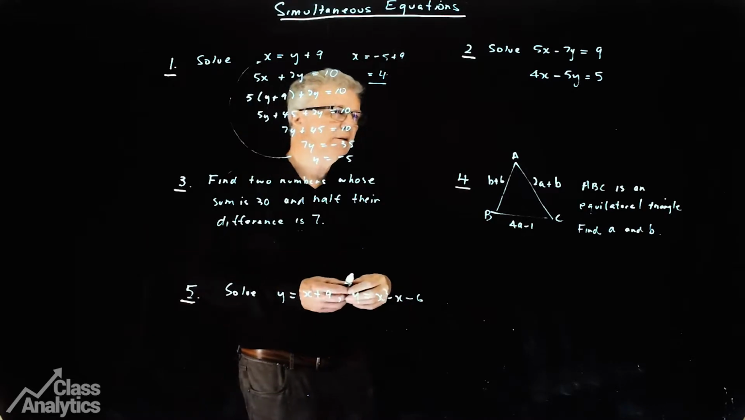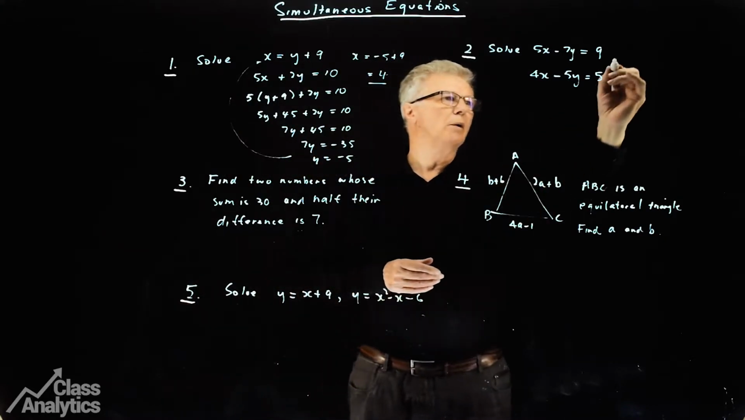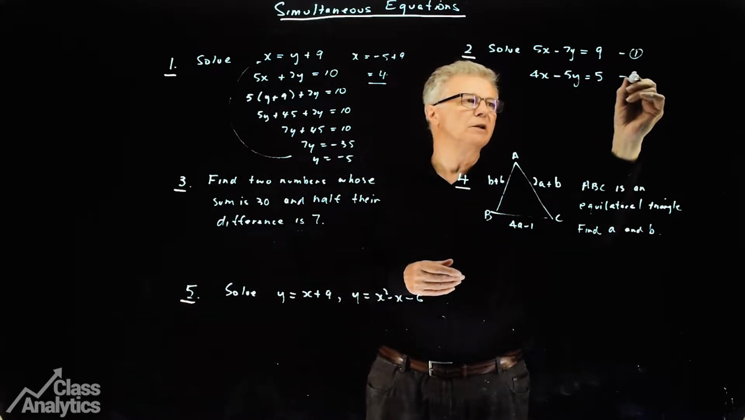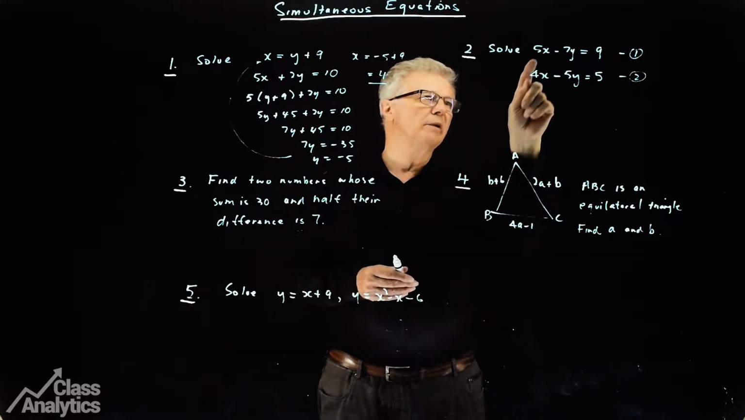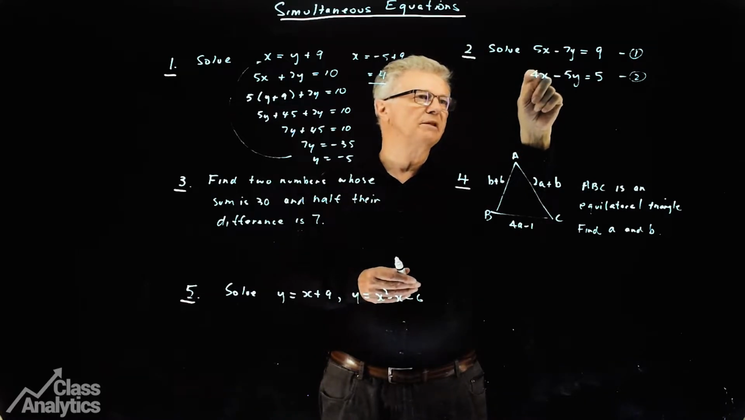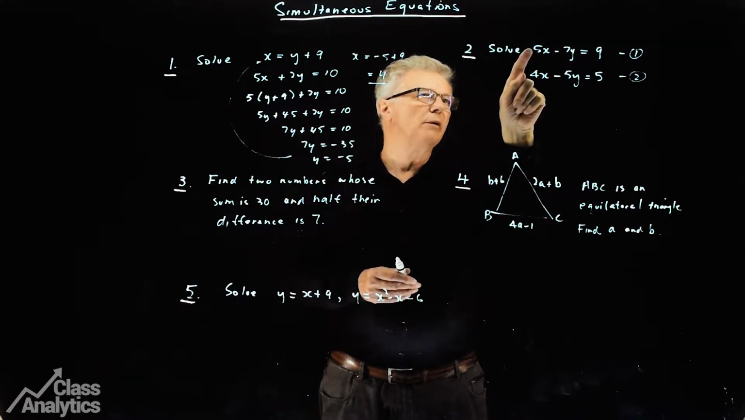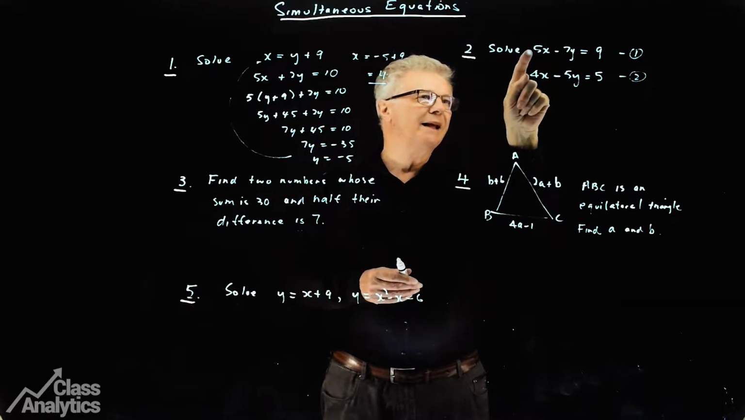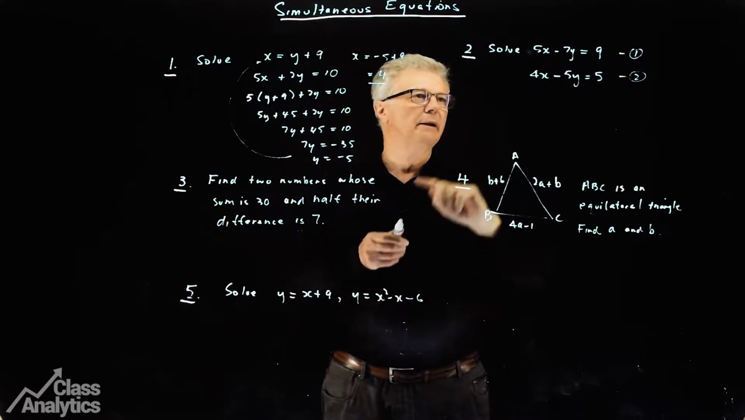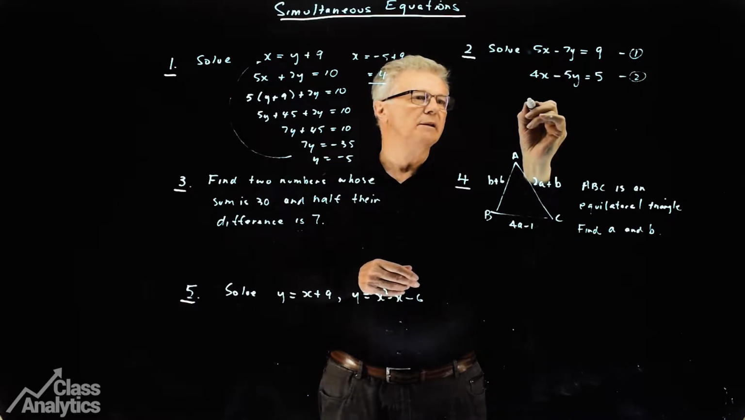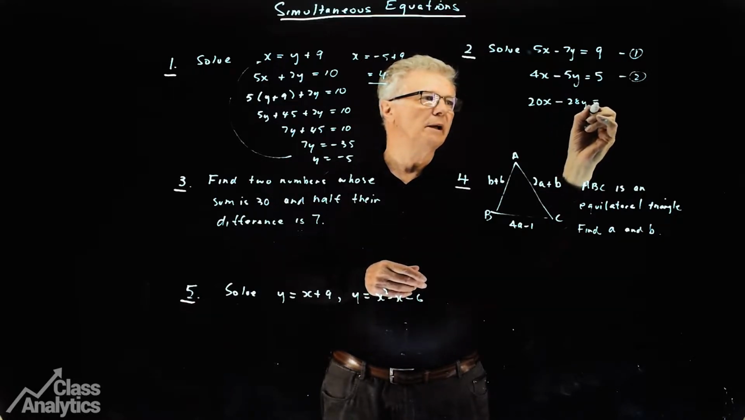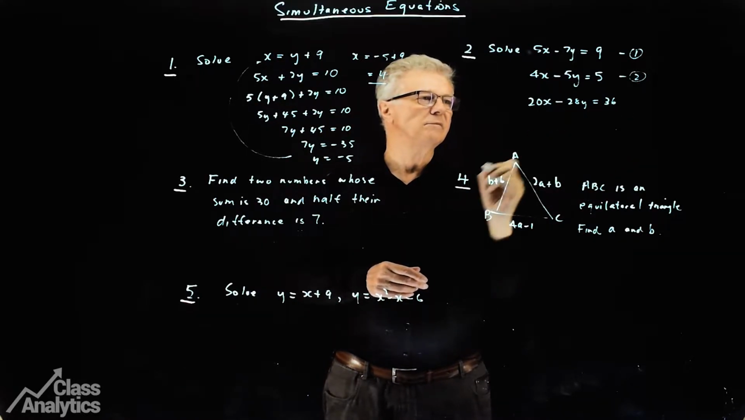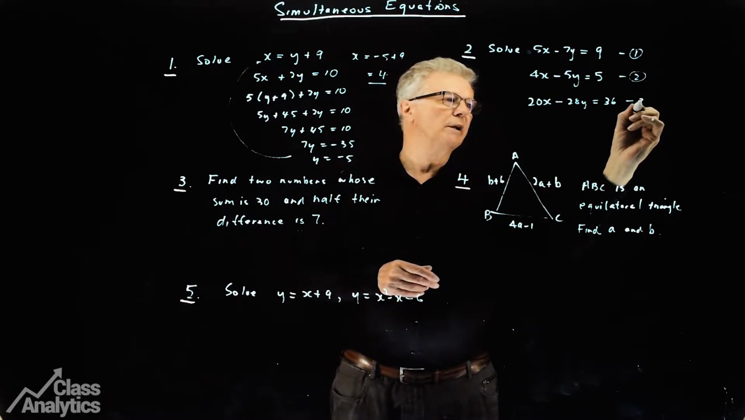This one by elimination, I'm going to call this equation 1, this equation 2. Now we need to get rid of the x or the y. I think we'll get rid of the x's because I like these positive things. So I'm going to multiply this one by 4. Now multiply each term by 4, be careful of that. That's where the common errors pop in. So it becomes 4 times that, 5 is 20x minus 28y equals 36. Now that's what I call equation 3.